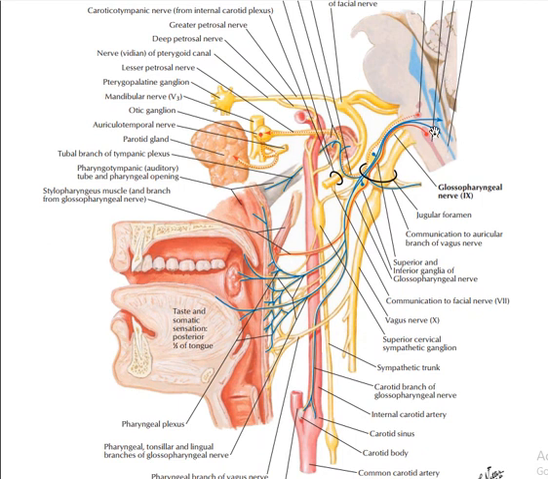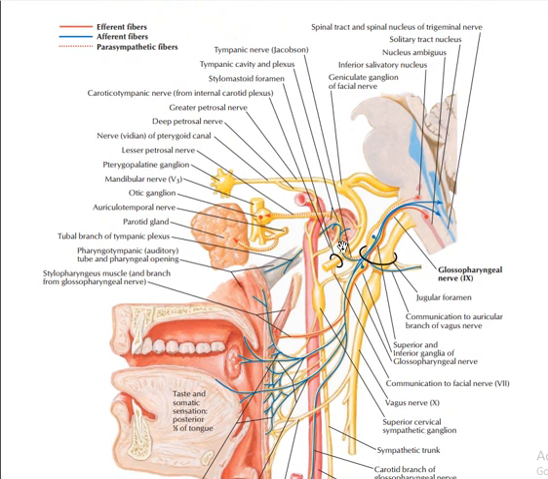So the glossopharyngeal nerve passes here. It's going to give these two ganglia, since it has a sensory component. You have a superior and an inferior ganglion of the glossopharyngeal nerve. All of them are going to pass through the jugular foramen. So you have this. Now it's going to give one of its nerves up here, and this nerve is going to be called the tympanic nerve.